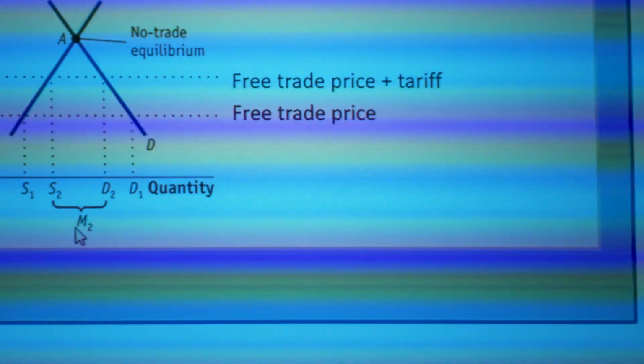So this price is going to go up by the amount of the tariff, so that's your free trade price plus the tariff. And imports also fall. At the free trade price, demand was up here at D1, supply was at S1, so the difference between those was your initial imports. Now at this higher price, demand has gone down to D2, home supply has gone up because the price is higher, so imports have fallen to M2. So you get a higher price and lower imports.